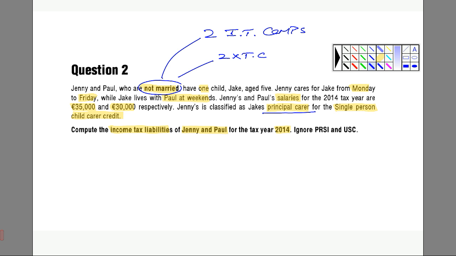Other than that, we see the salaries, they're quite easy to deal with. We're just going to slot them in as gross income. So for me here, we have the credits relating to the fact that they are single individuals, but we also have the credit relating to the fact that there is a child and that there is one principal carer. Okay, so that's the basic setup of the question. Let's look at the answer now.